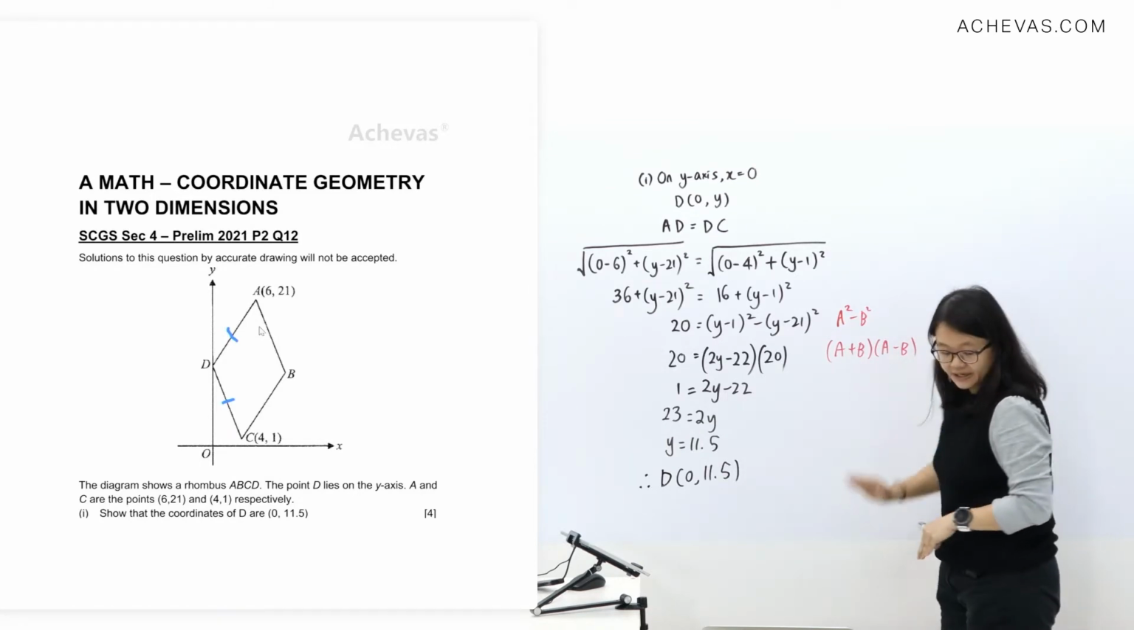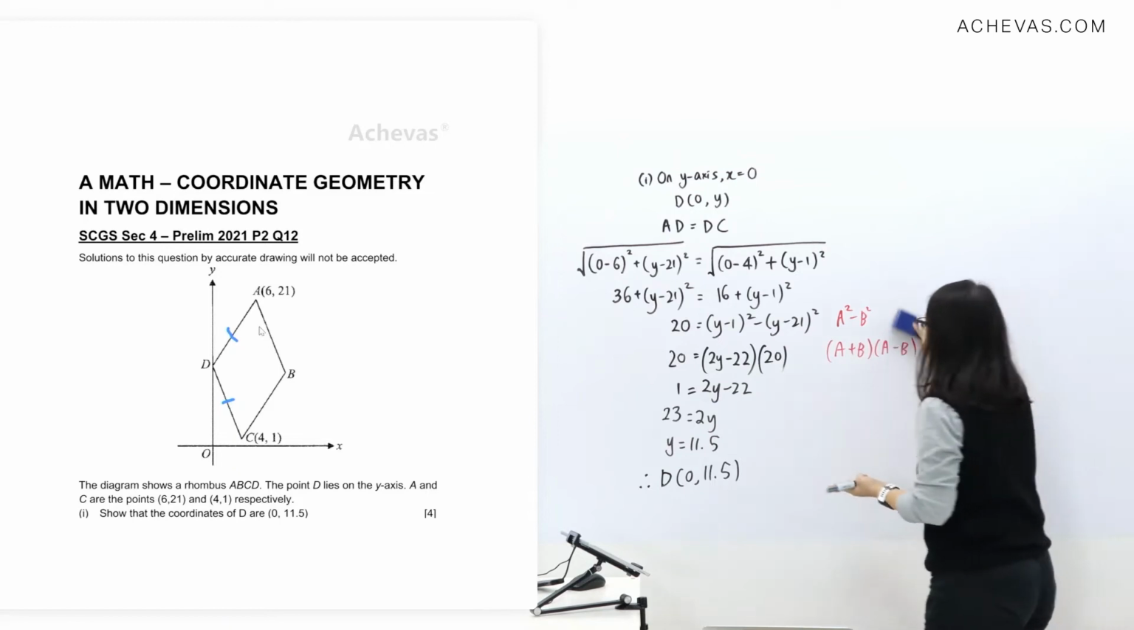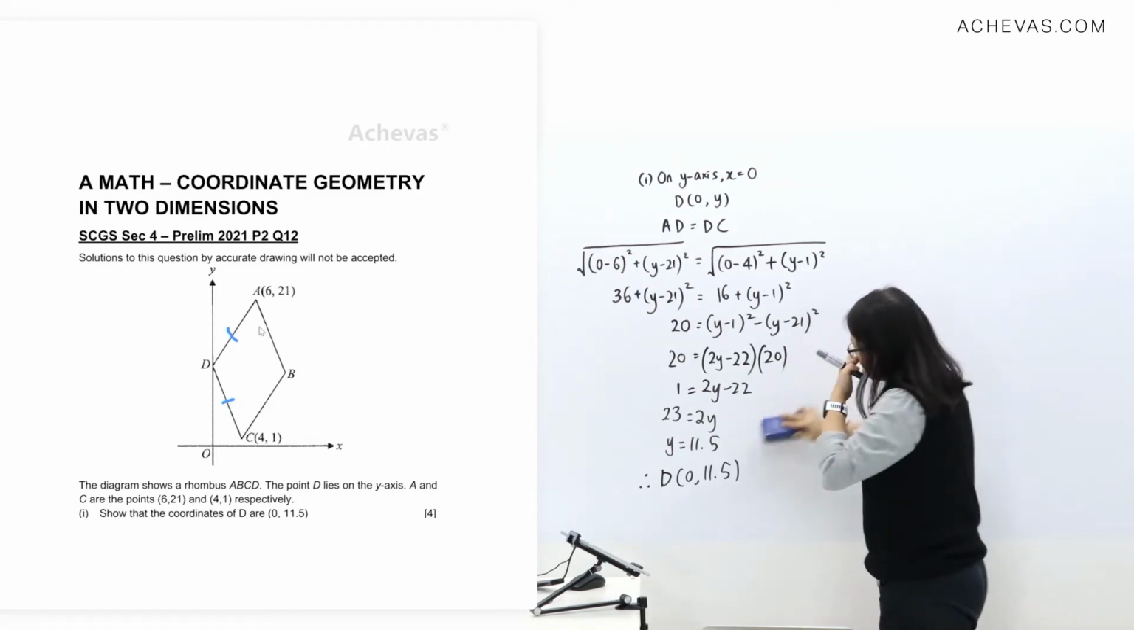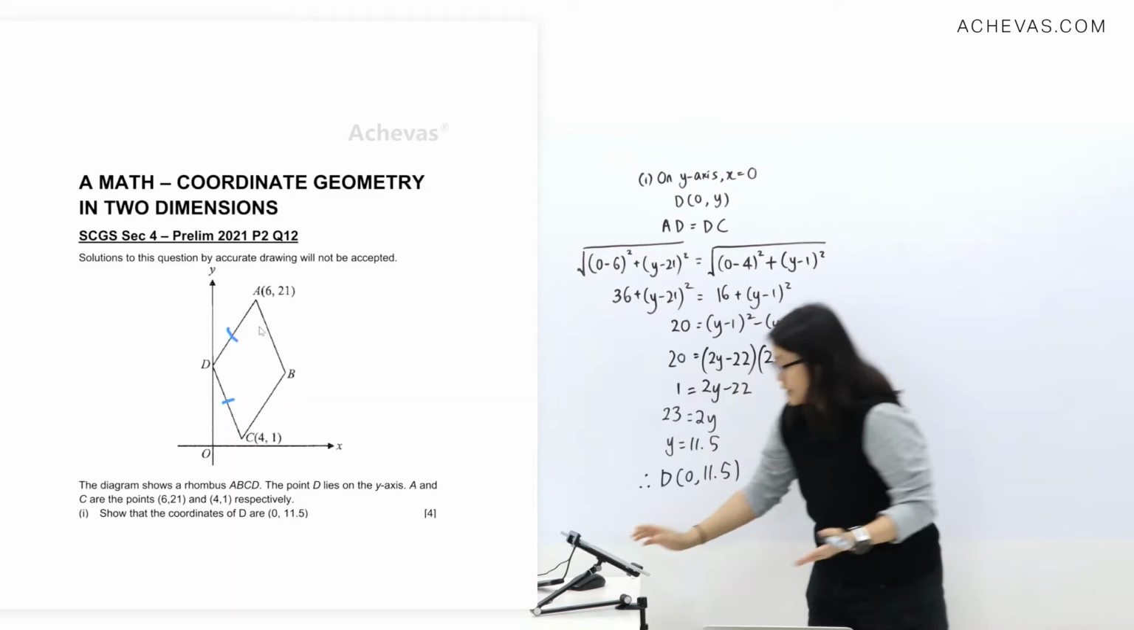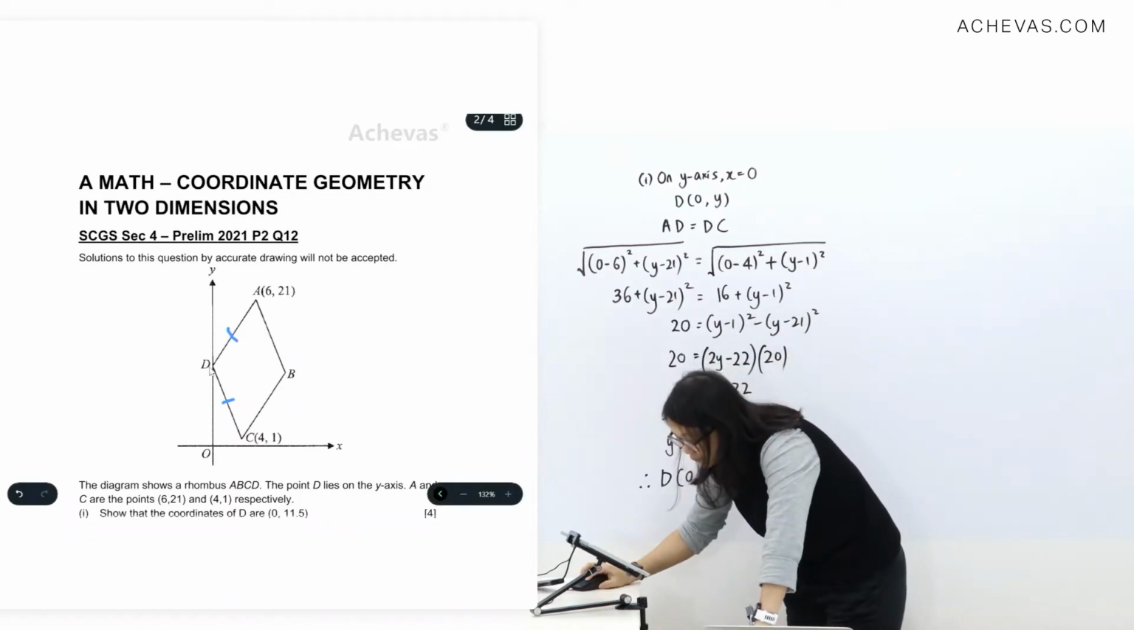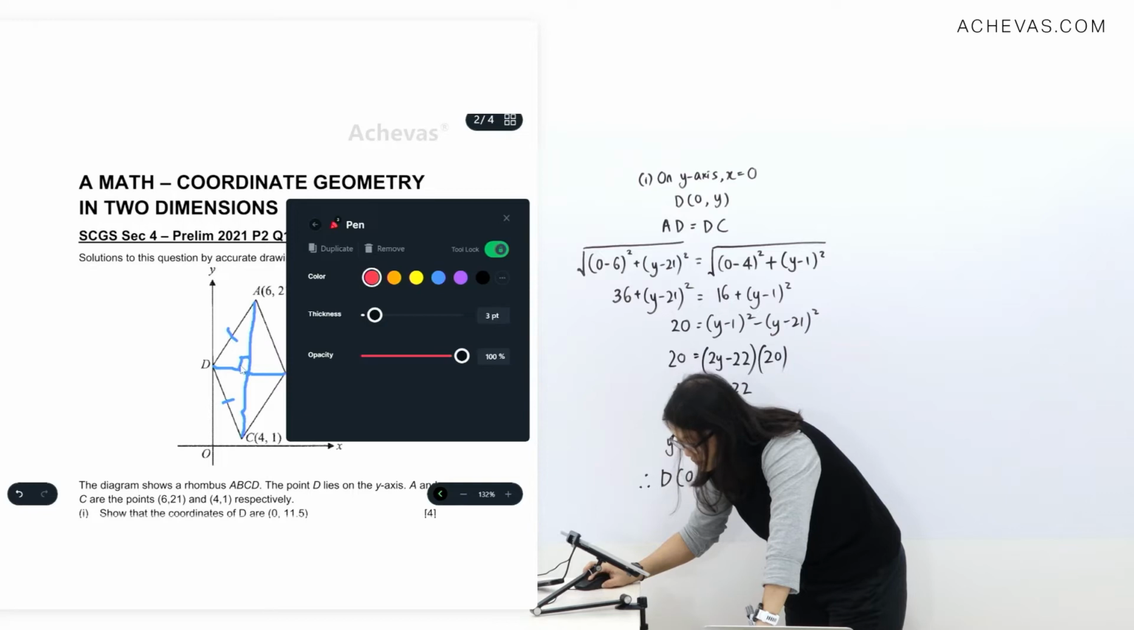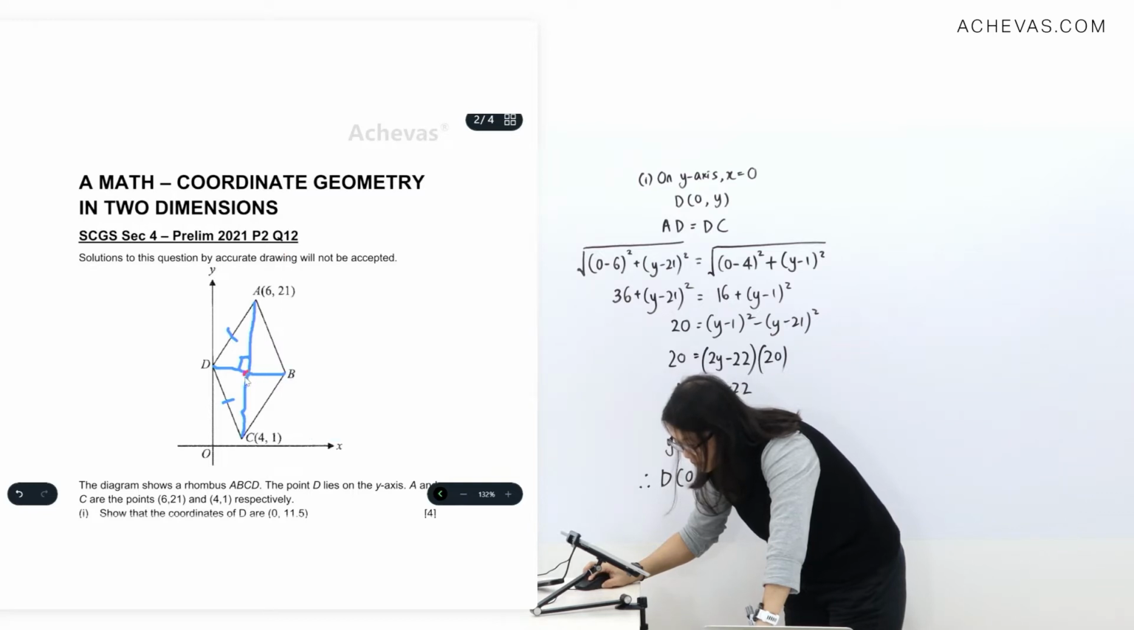I'm going to erase this part and show you how you can do it with a different method. I'm going to use a different property of rhombus. How about we use this length here? Sorry, not length, but I'm going to use gradient, because we know that for a rhombus, if you draw diagonals, they will be at 90 degrees. And this point here, let me put it in red, I call it the midpoint.